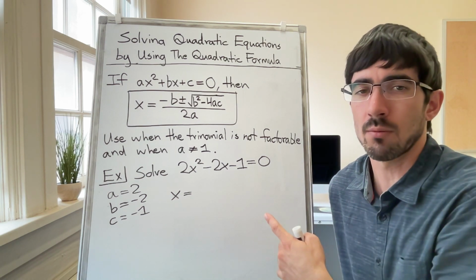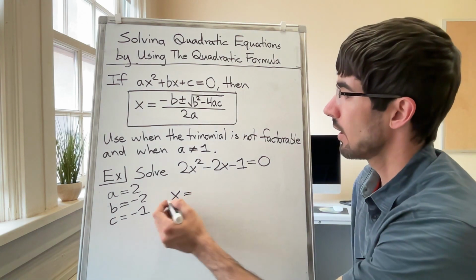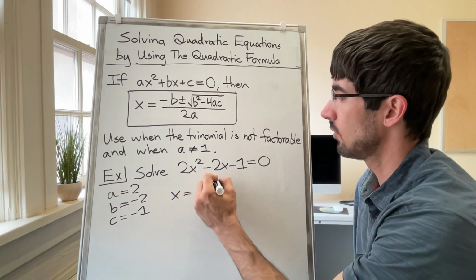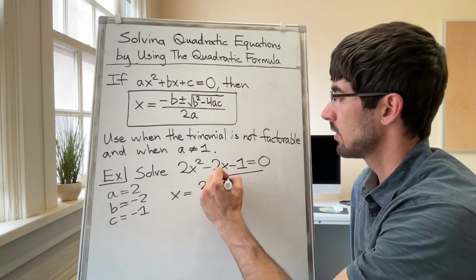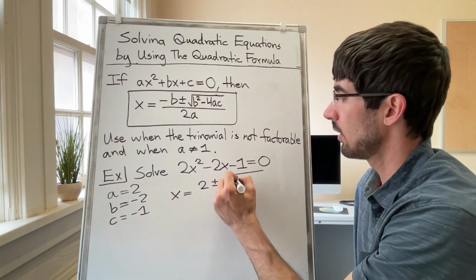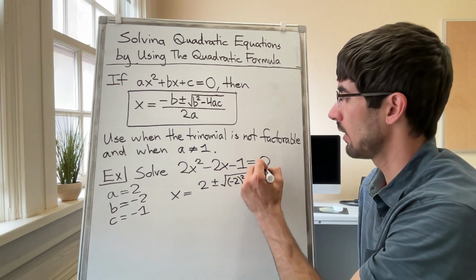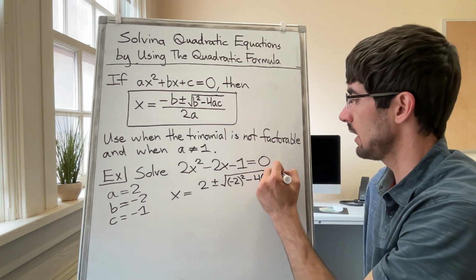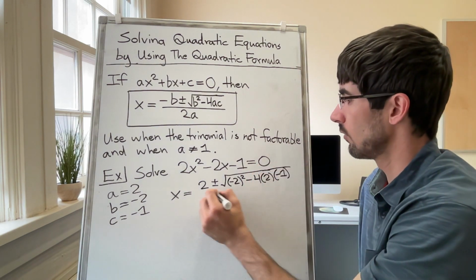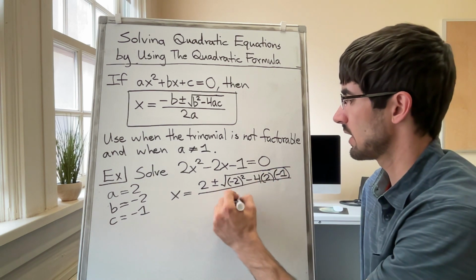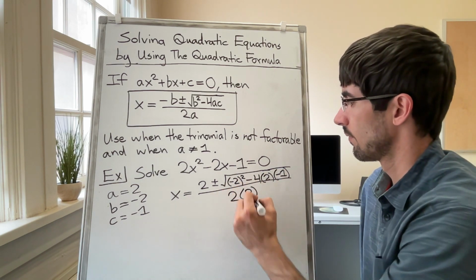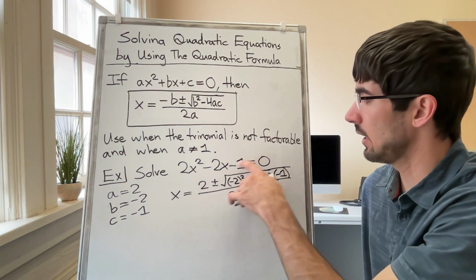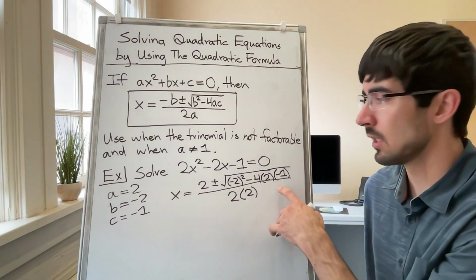the quadratic formula. So I have negative b, that's the opposite of b. I'm going to say positive 2 plus or minus the square root of b squared, negative 2 squared, minus 4 times a times c, all over 2 times a. So there's a lot of simplifying that needs to happen here, and let's start inside the square root.